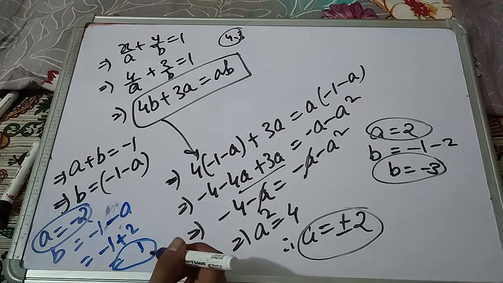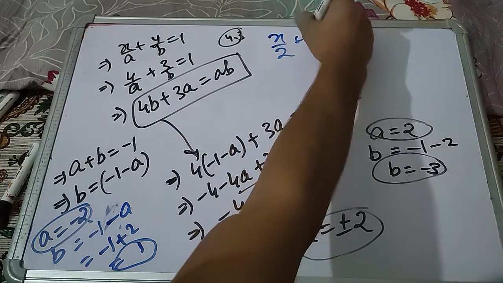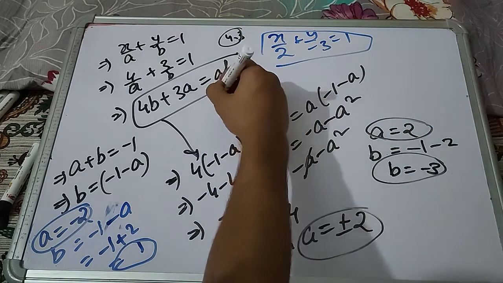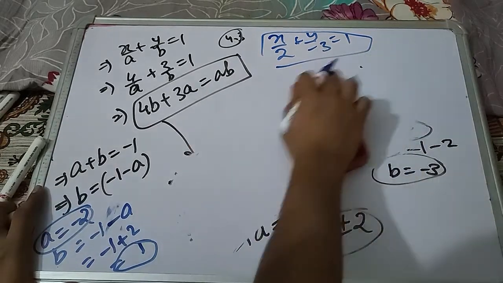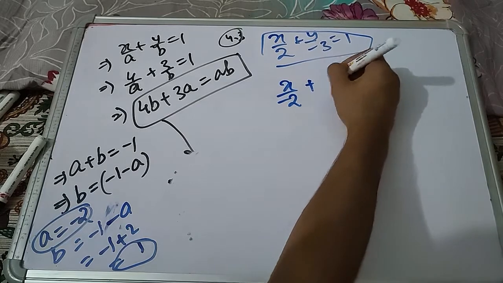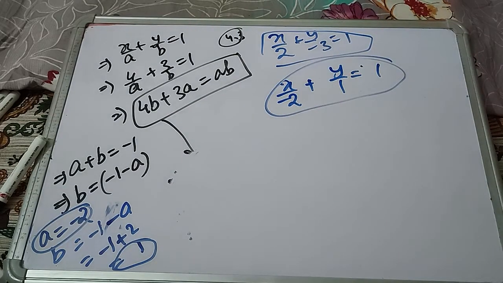So, one of our answers will be x by 2 plus y by minus 3 equals 1. The other answer will be x by minus 2 plus y by 1 equals 1. I hope this solution was clear to you as well.